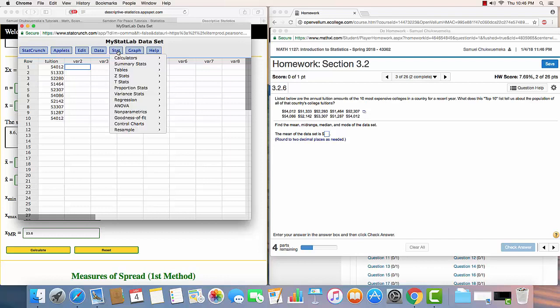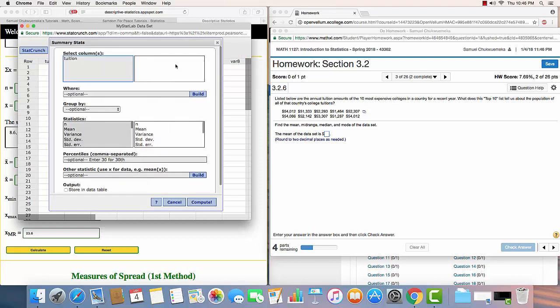So I'm going to go to Stat, Summary Stats, Columns, because this is the column I need. Summary Stats, Columns. And I select tuition. If you did not name your variable, you will see it as var1, okay? So we need to find mean, mid-range, median, and mode. So, look at what I do.